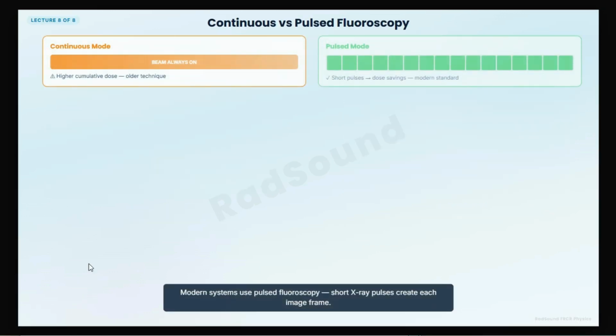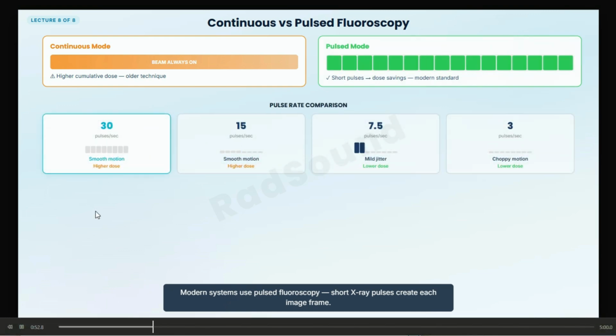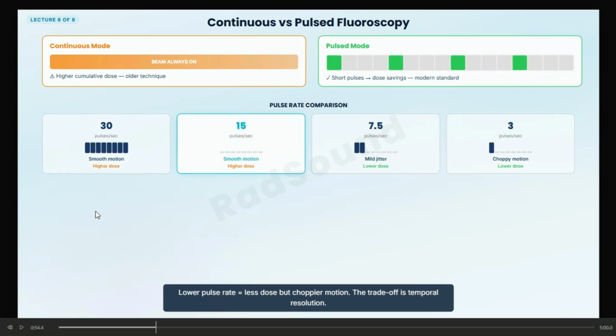But nowadays, most of them use pulse mode. Okay, what's the difference? In pulsed mode, the rate will be lower. The motion will be a bit slower, and the dose will be less.